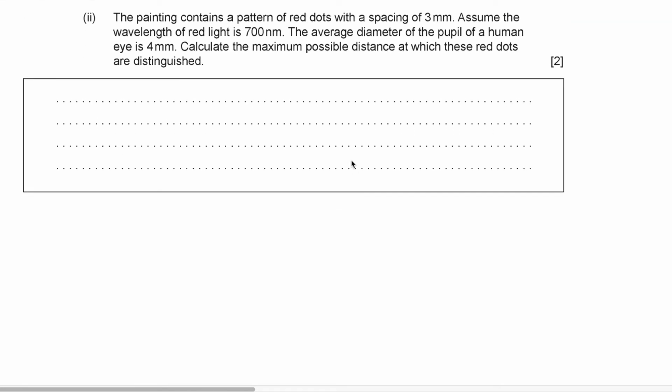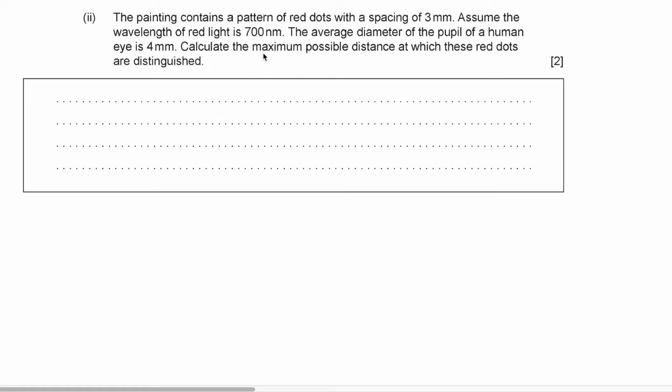The painting contains a pattern of bright dots with a spacing of 3 millimeter. Assume the wavelength of light is 700 nanometer. The average diameter of the pupil of a human eye is 4 millimeter. Calculate the maximum possible distance at which these red dots are distinguished.